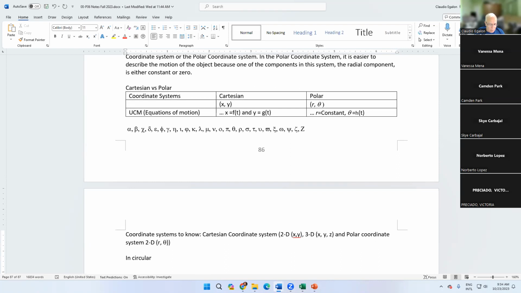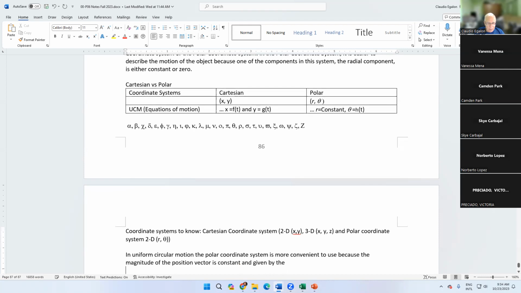In uniform circular motion, the polar coordinate system is more convenient to use because the magnitude of the position vector is constant and given by the radius of the circle, r. That's what r is all about: the radius of the circle.